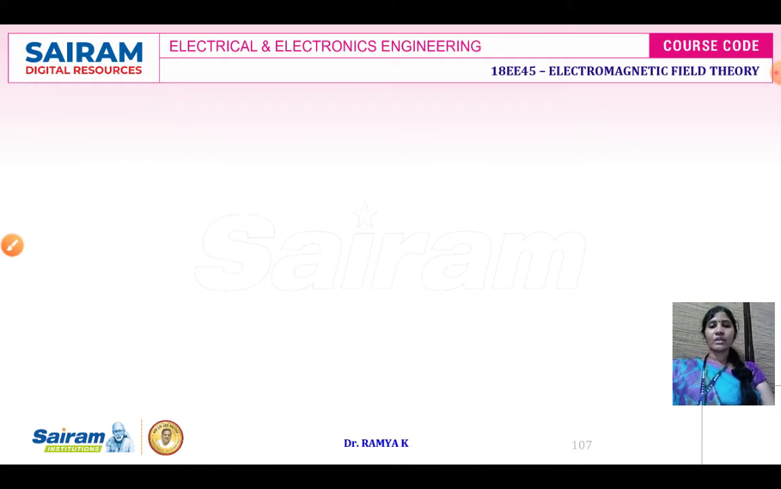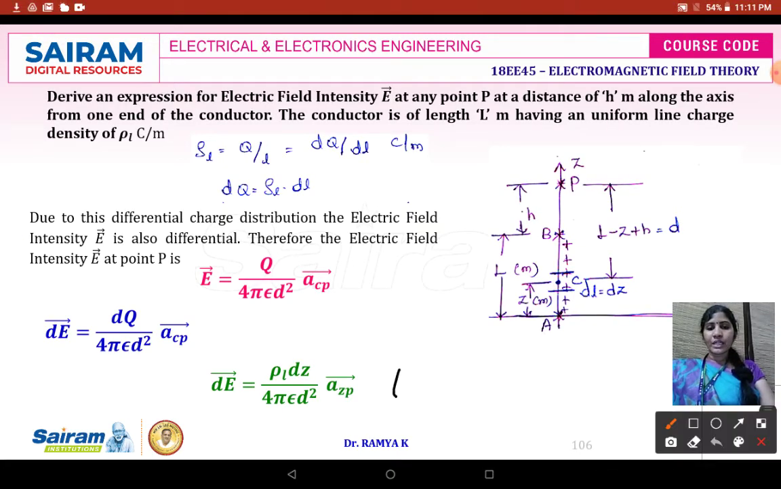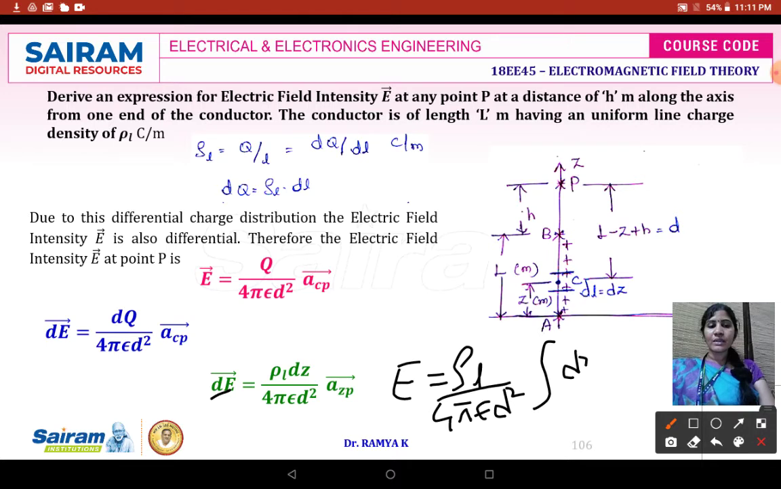Next one, here the electric field intensity. So once the formula is written, dE, here I need to identify the value of electric field intensity. To remove this differentiation, I have to integrate on the right hand side. Rho L is going to be constant, 4 pi epsilon d square is also constant, integration between the limits, here dz az vector, because the dz parameter is going to vary from here to here.